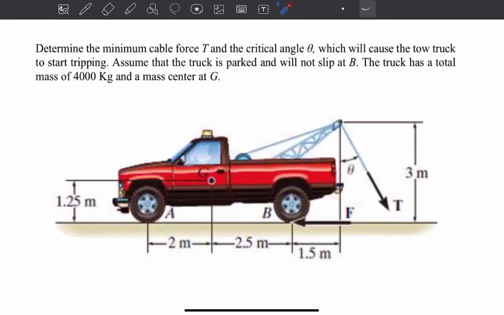Okay, welcome to the third example in review of statics. The question reads, determine the minimum cable force T and the critical angle theta, which will cause the tow truck to start tripping. Assume that the truck is parked and will not slip at point B. The truck has a total mass of 4,000 kilograms and a mass center at point G.